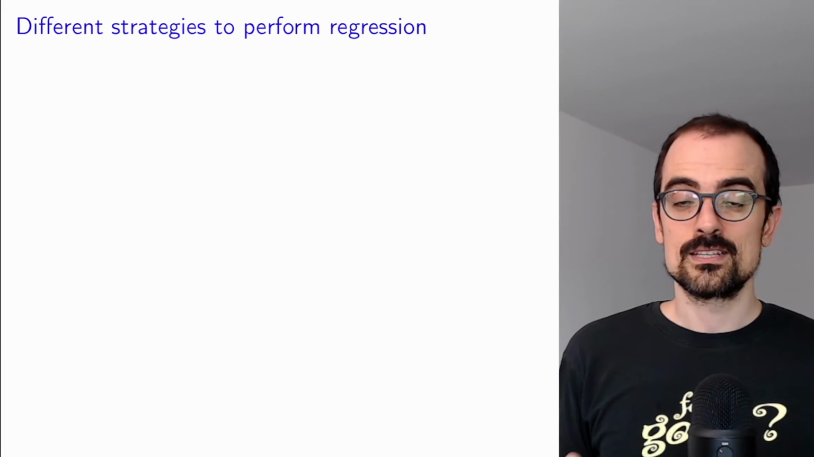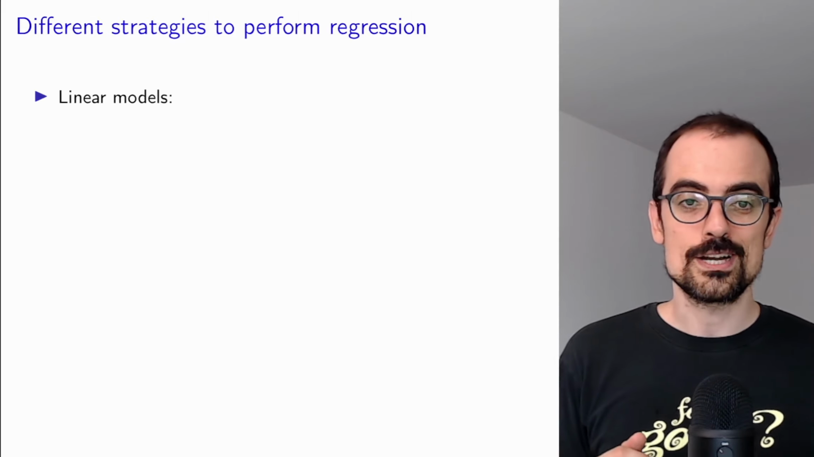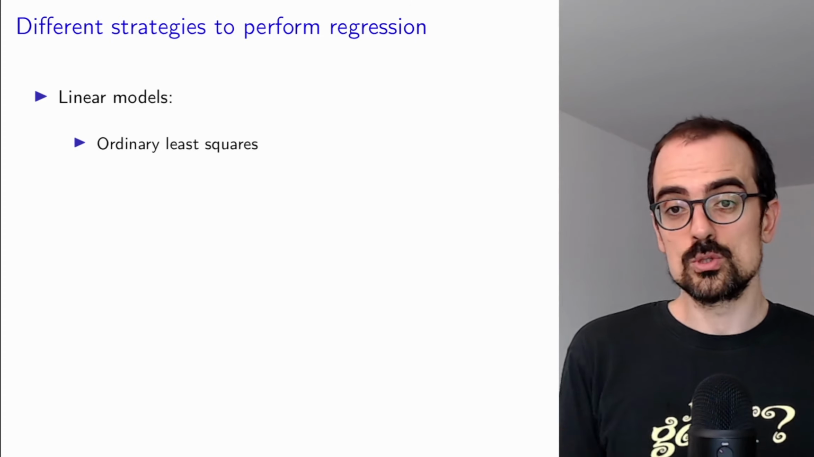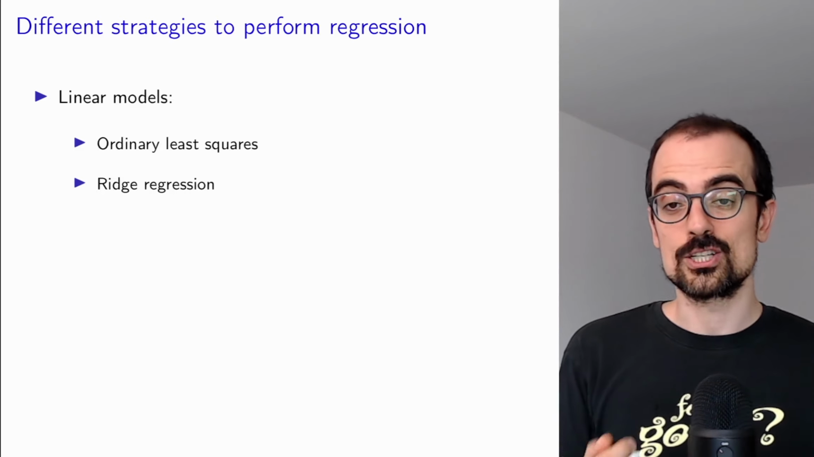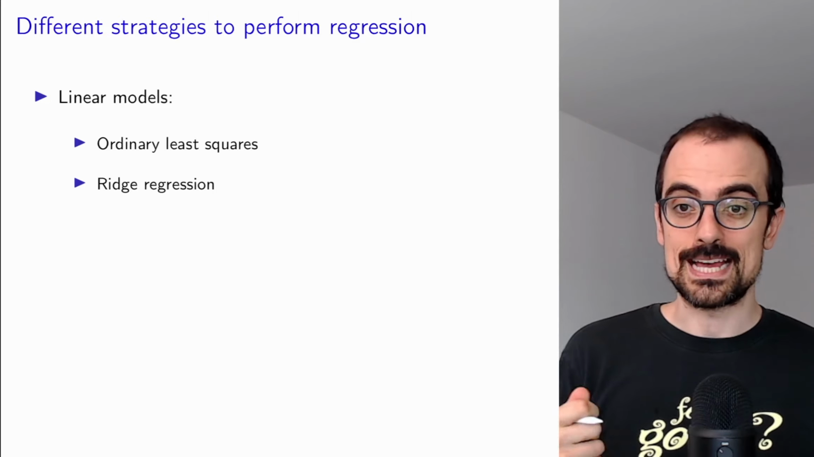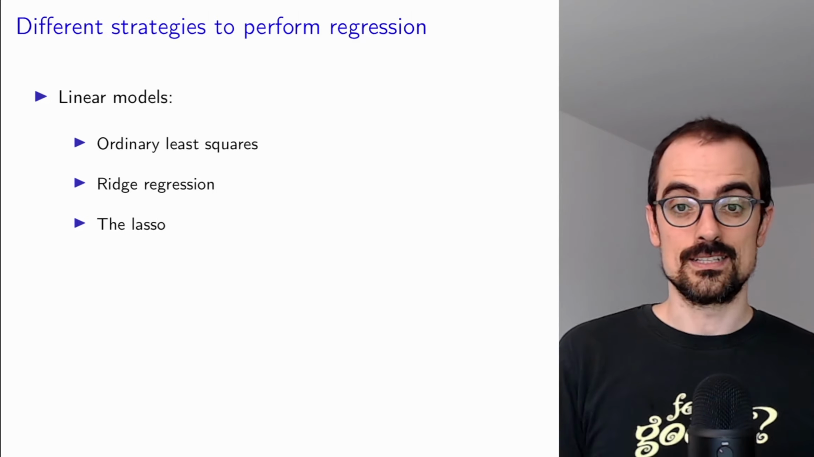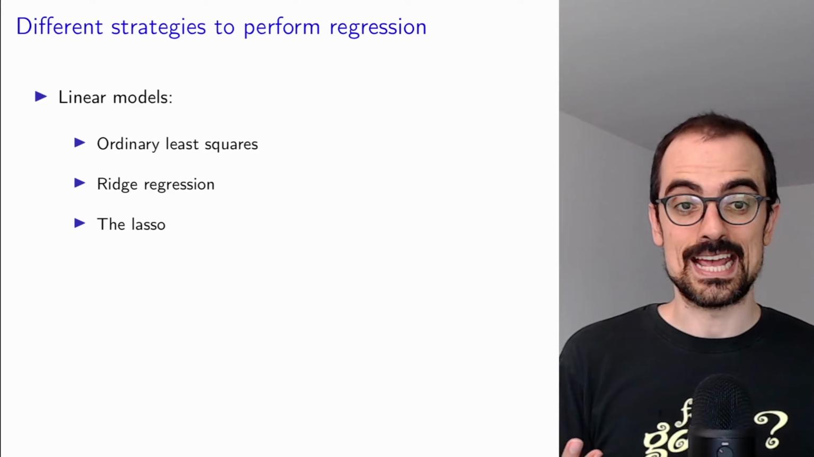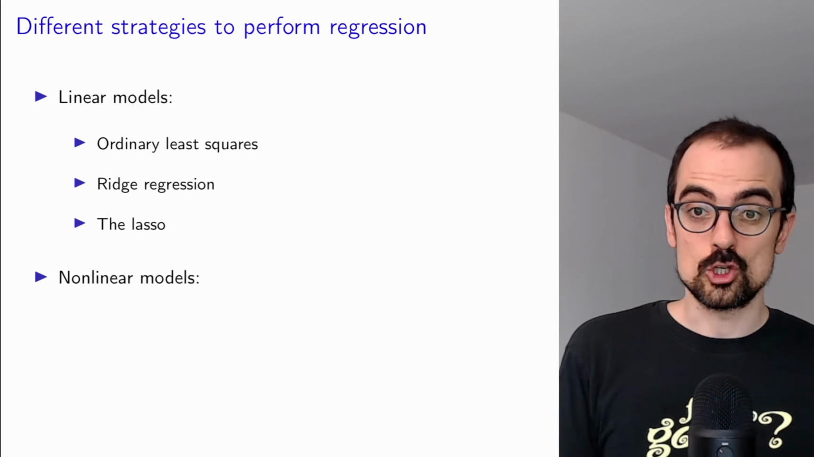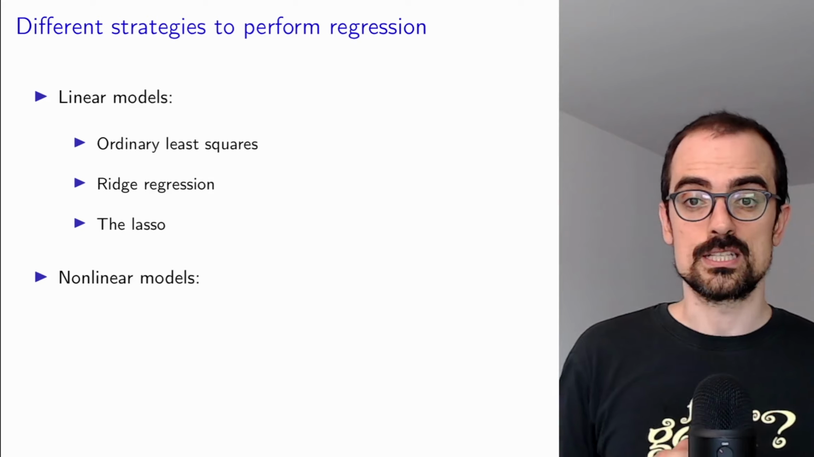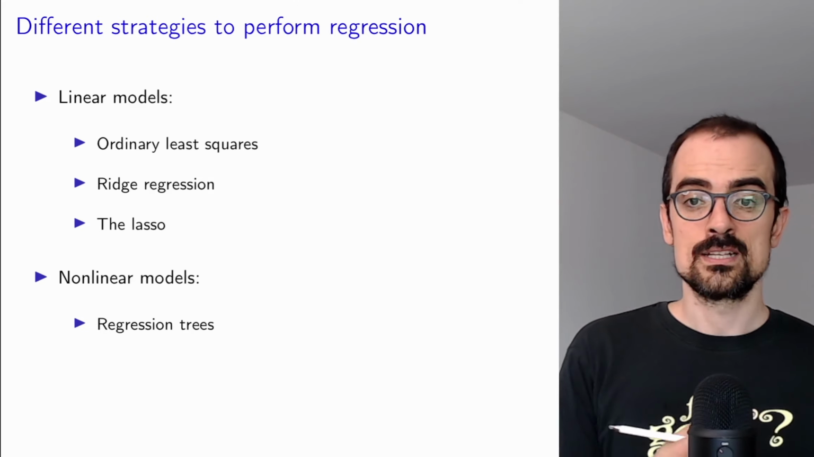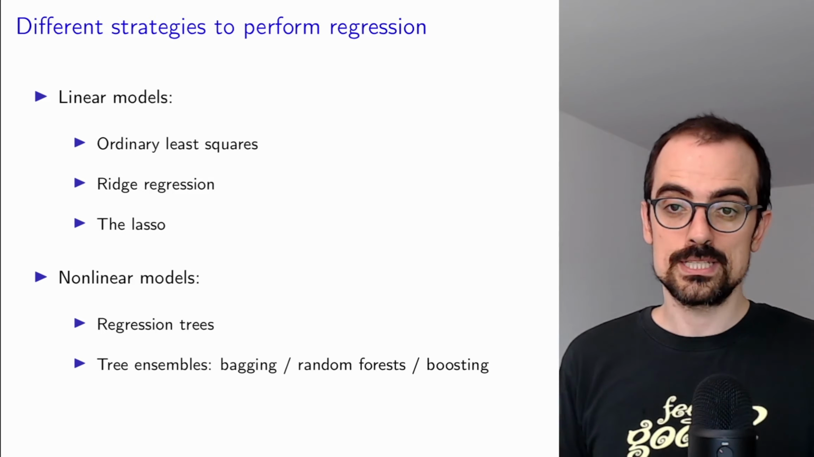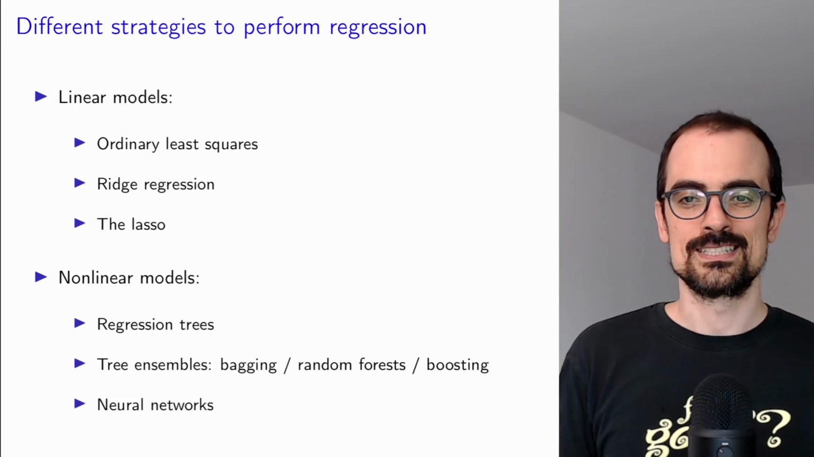So we have explained very different strategies to perform regression. We began with linear models, which included ordinary least squares, ridge regression where you avoid overfitting by adding an L2 norm penalty, and the lasso where you obtain sparse coefficient estimates by incorporating an L1 norm penalty. And then we talked about nonlinear models, and the three strategies that we discussed were regression trees, tree ensembles, which included bagging, random forests, and boosting, and finally neural networks and deep learning.